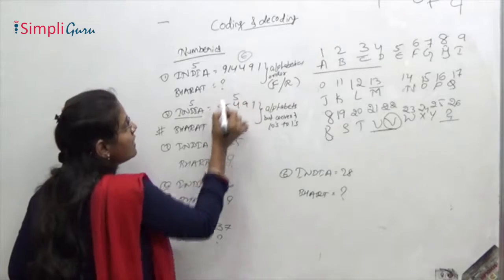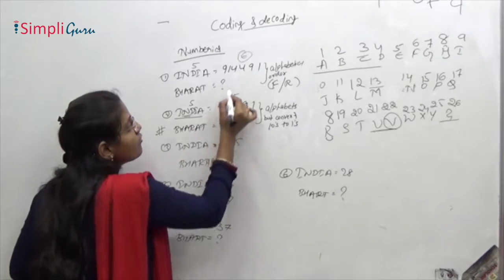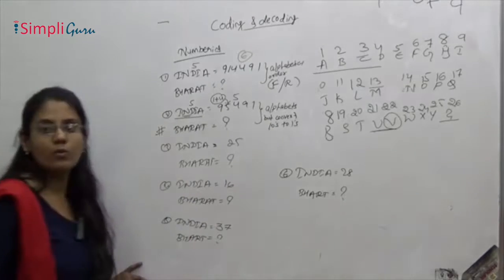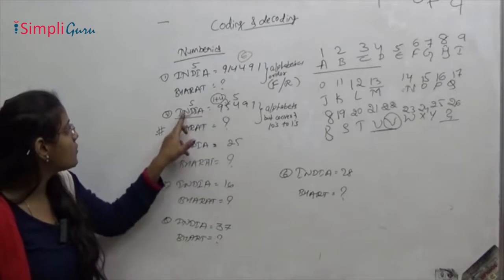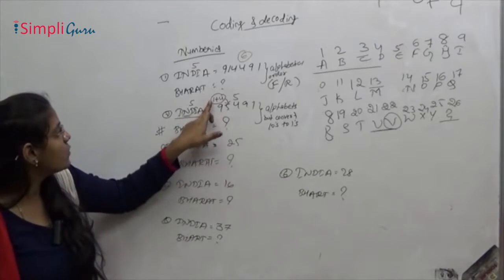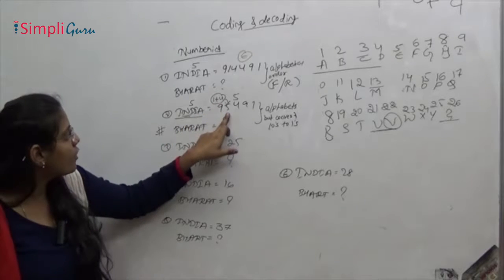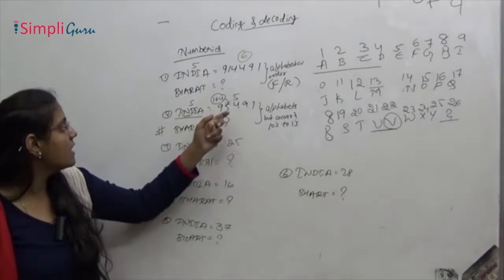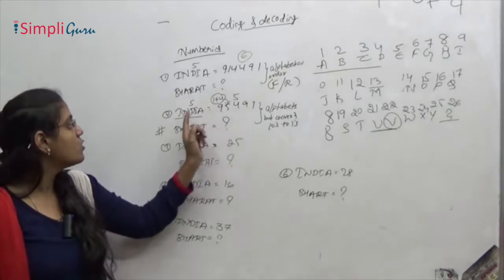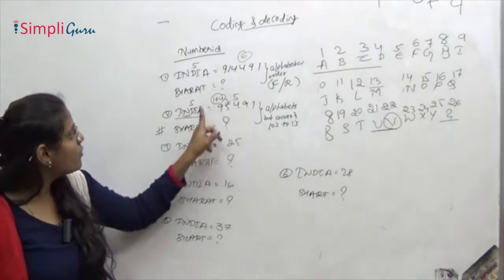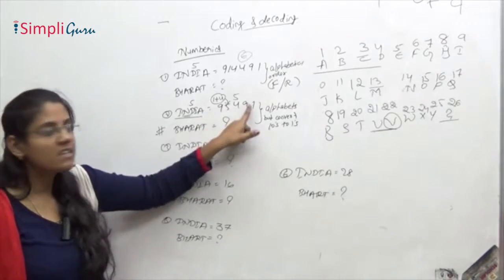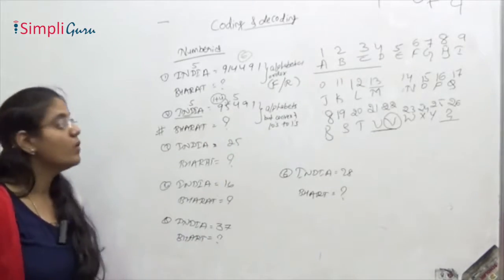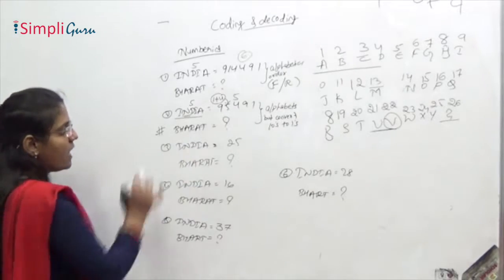See here, N is 14. So what are they doing? 1 plus 4 will be 5. See, I is 9, N is 14. So for the two-digit number 14, they add 1 plus 4 and make it 5. D is the single digit number 4, I is the single digit number 9, A is the single digit number 1. So they convert the tens digit to ones. So do it for Bharat.